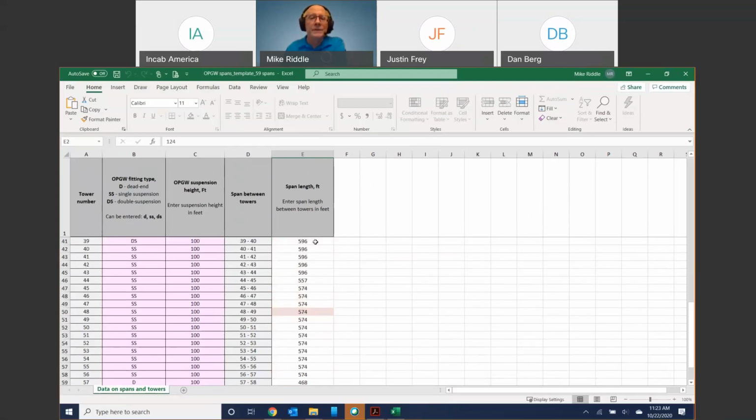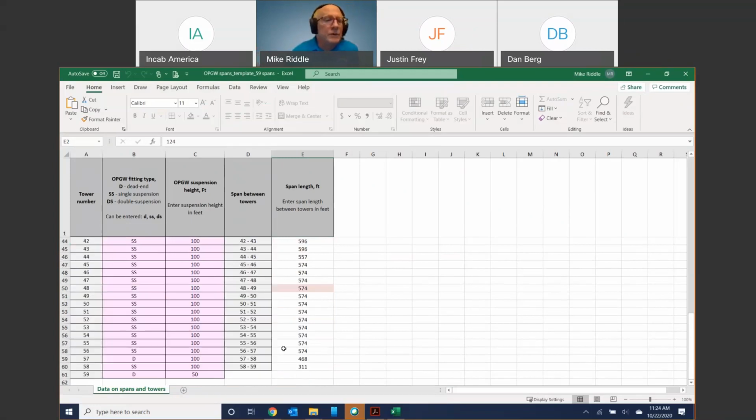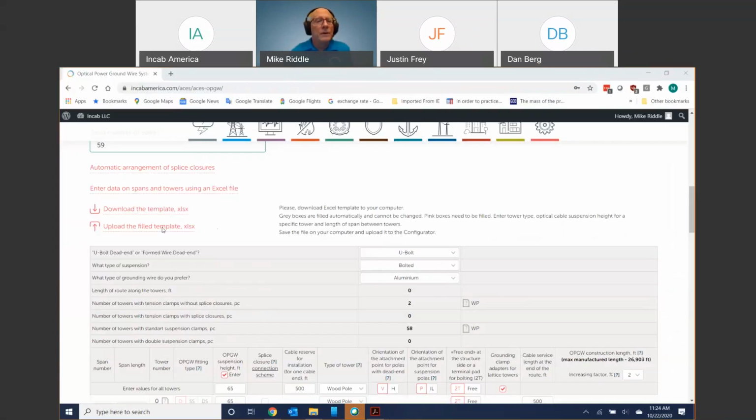Pretty basic stuff. You've probably generated a list like this and copy pasted. You should be good to go and able to upload your data. So I had already downloaded the template.